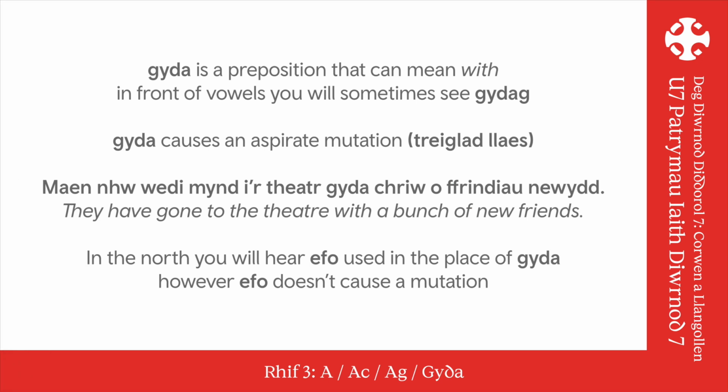Gyda is a preposition that can mean with. In front of vowels, you will sometimes see gydag. Gyda causes an aspirate mutation, treiglad llais. Mae nhw wedi mynd i'r theatr gyda chriw o ffrindiau newydd. In the north, you will hear efo used in the place of gyda. However, efo doesn't cause a mutation.